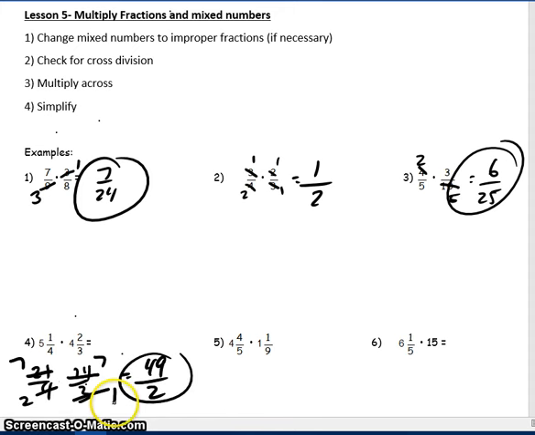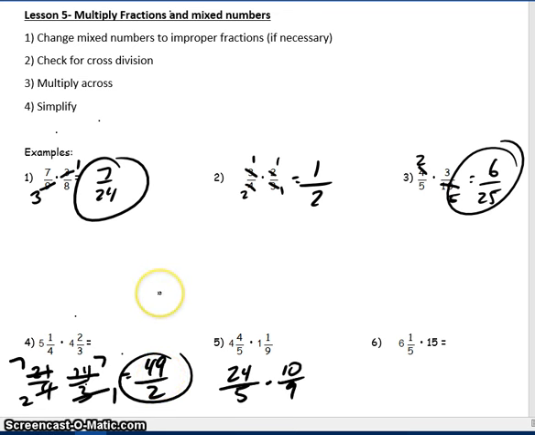Woo! All right. So next one here. Do I need improper fractions? Yes. Mixed numbers, people. Mixed numbers. So 5 times 4 is 20. 20 plus 4, 24/5. All right. Times 9 times 1 is 9. Plus 1 is 10, for 10/9.